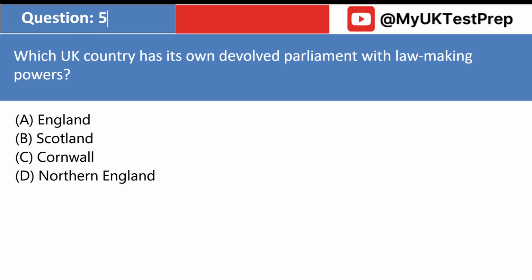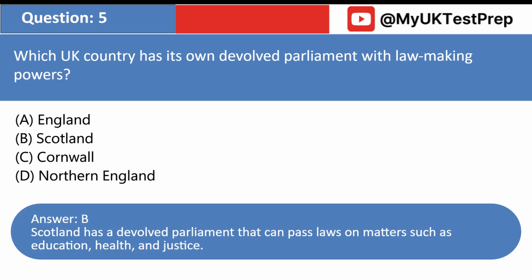Which UK country has its own devolved parliament with lawmaking powers? A. England. B. Scotland. C. Cornwall. D. Northern England. Answer: B. Scotland has a devolved parliament that can pass laws on matters such as education, health, and justice.